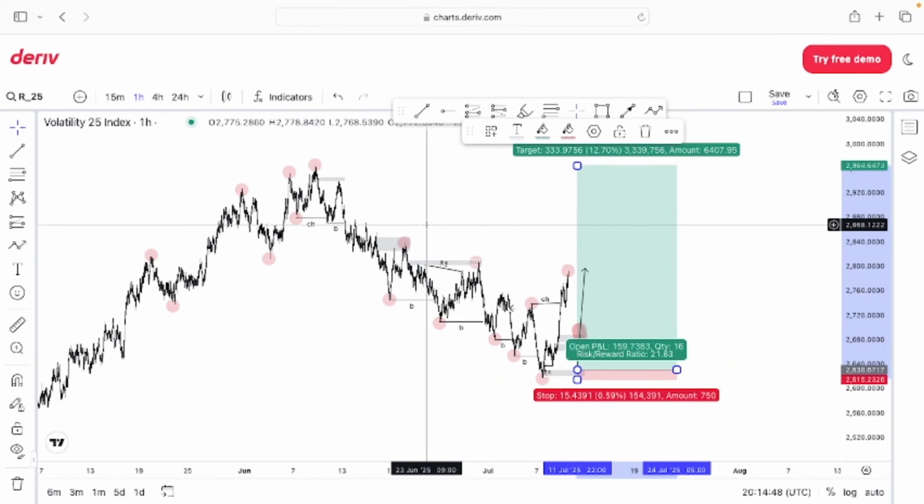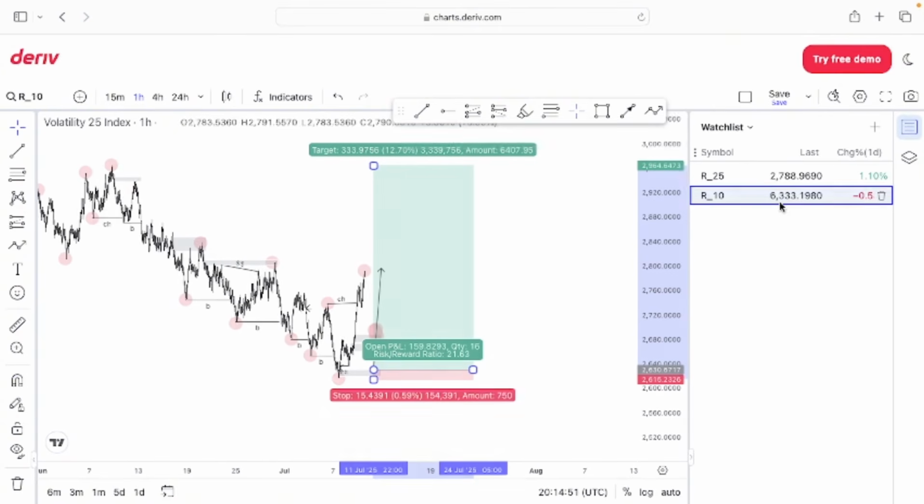So let's just wait and see what happens on VIX 25 and for VIX 10.